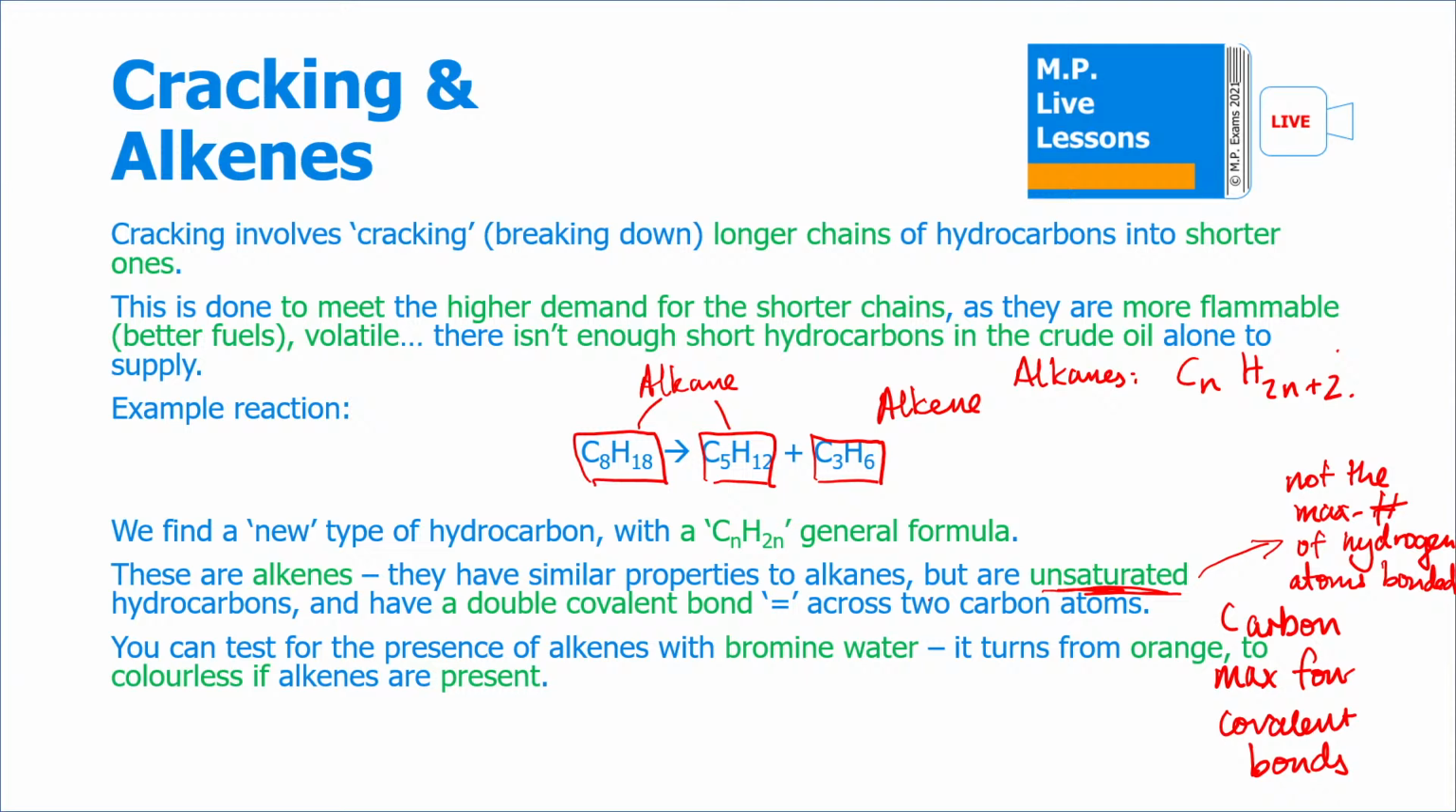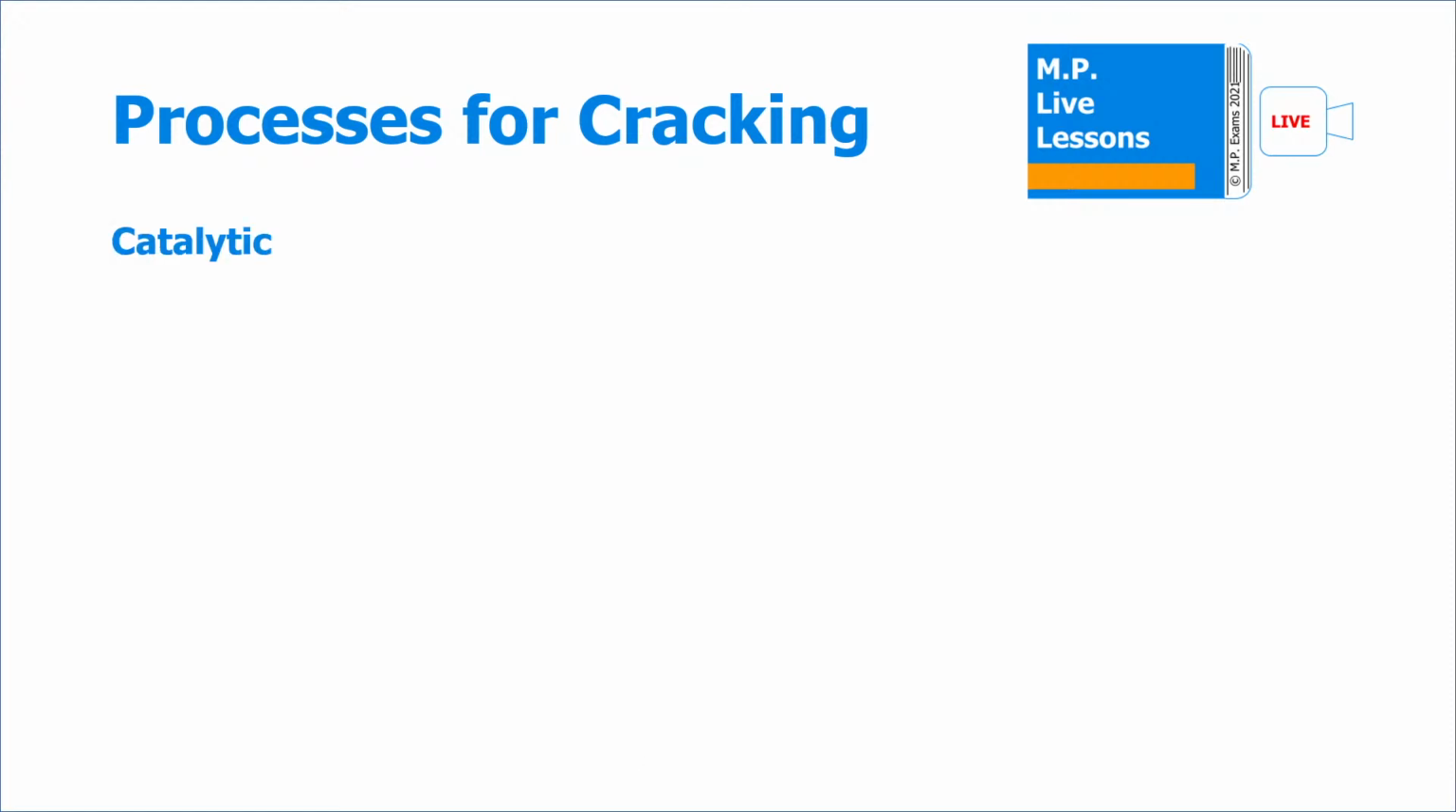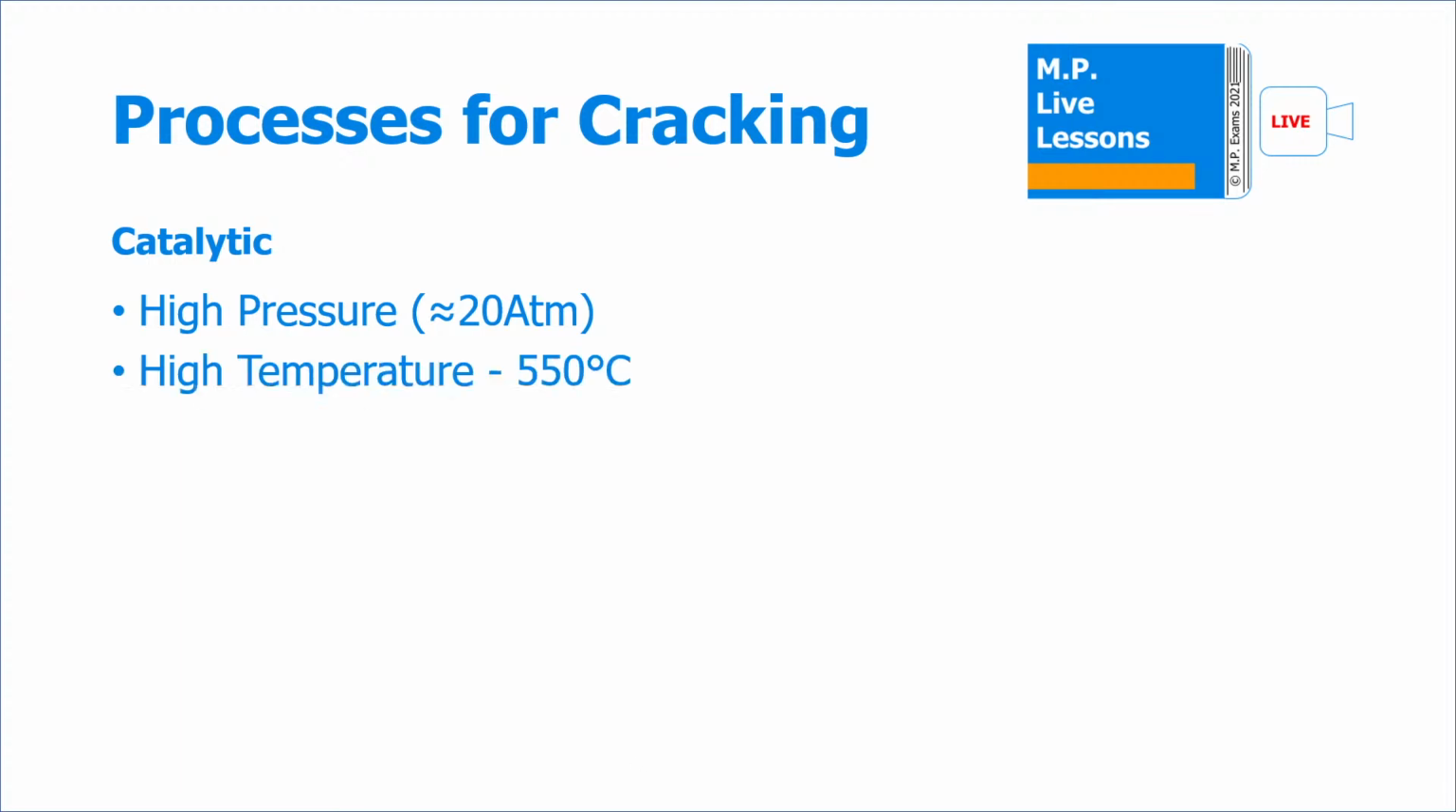Now, for cracking, since this is an industrial process, you may need to know roughly the conditions for it. First, you just need to know there are two different types of cracking. First is catalytic cracking. This uses, as the name suggests, a catalyst. The other two conditions for catalytic cracking are a high pressure, which is about 20 atmospheres, which you don't need to know, and a high temperature, about 550 degrees. You should roughly know this. As you know, it already uses a catalyst.